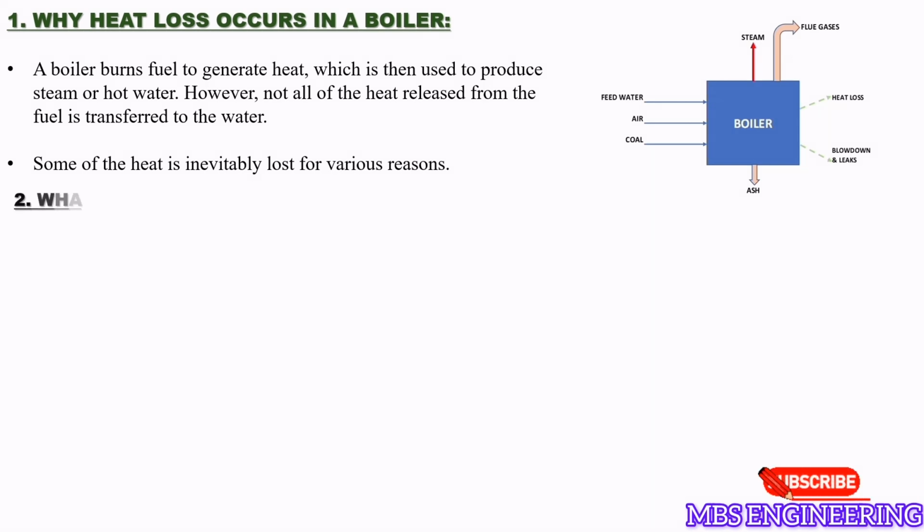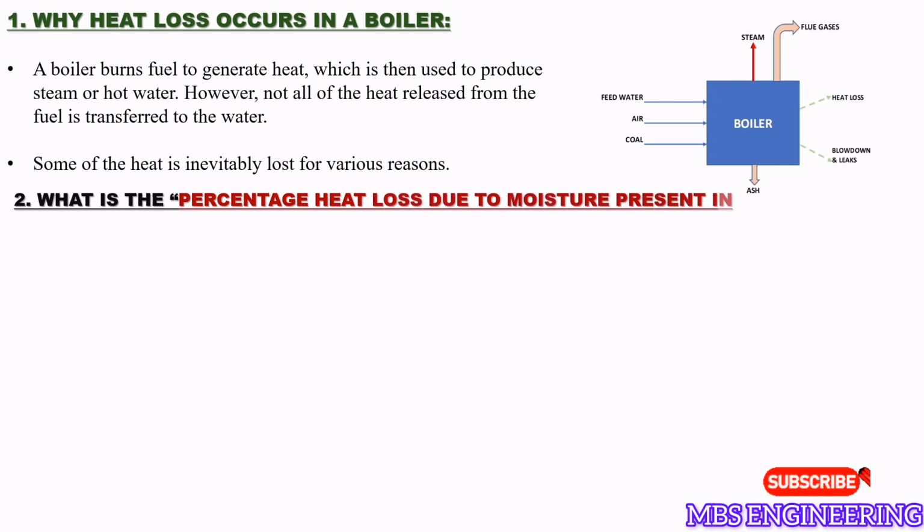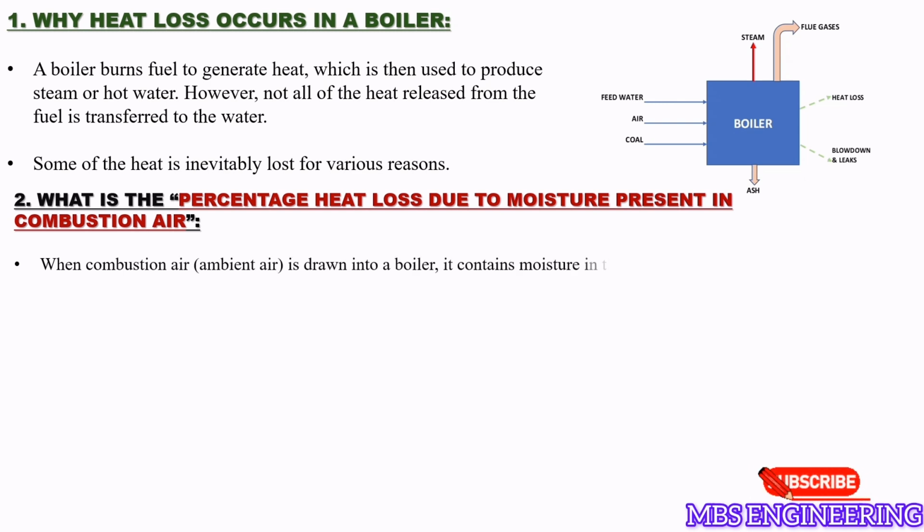Next, we will learn and understand what is the percentage heat loss due to moisture present in combustion air in a boiler. When combustion air, ambient air, is drawn into a boiler, it contains moisture in the form of water vapor. The amount of this moisture depends on the ambient humidity and temperature.